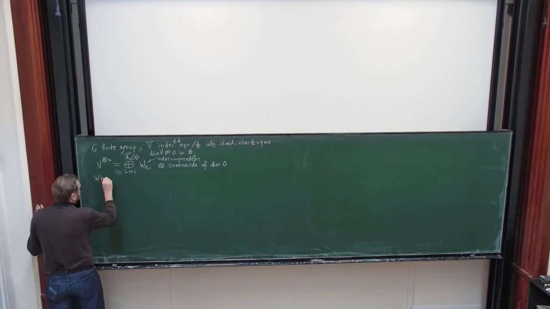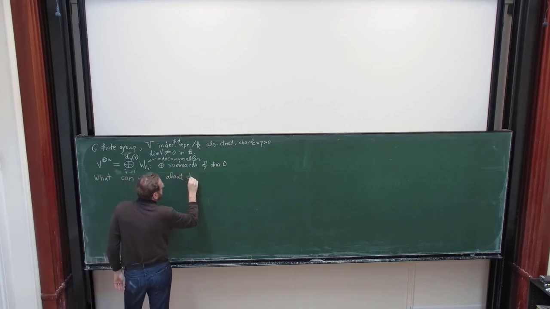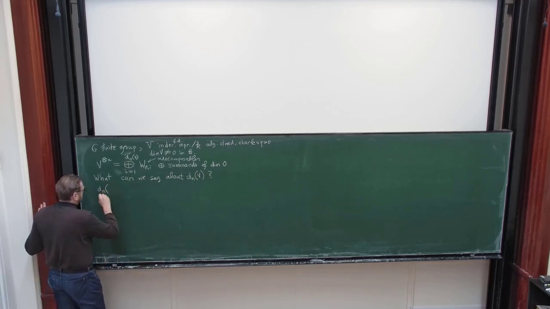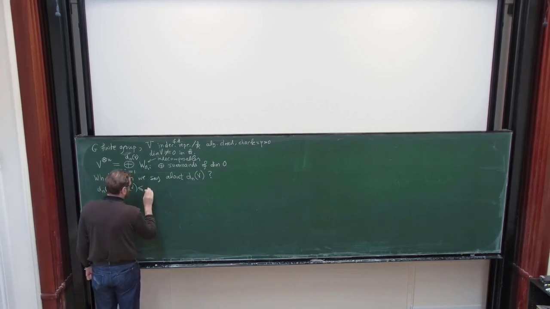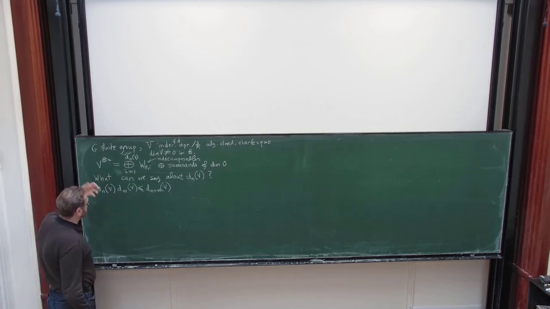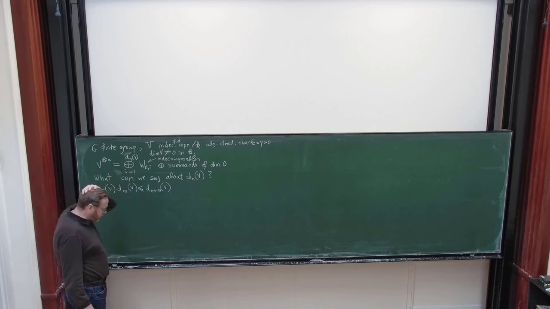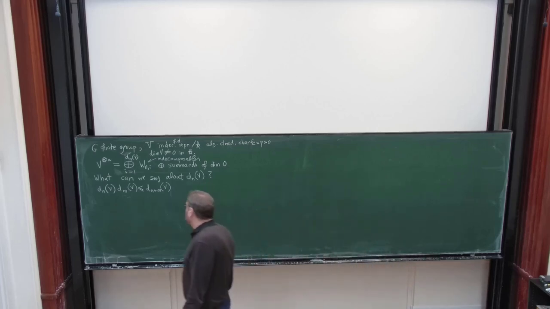What can we say about this sequence? Well, one thing is that if you take d_n of V times d_m of V, then this is less than or equal to d_{n+m}. This is obvious because, if you take V^n and V^m and decompose them into pieces and pick in each of them a piece which has dimension not divisible by p, then their tensor product has dimension not divisible by p. So in the decomposition, there will be at least one summand of dimension not divisible by p.